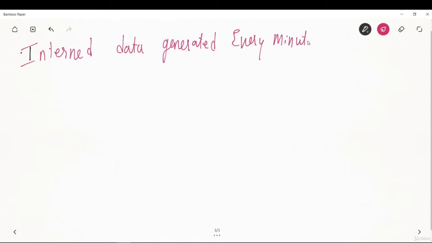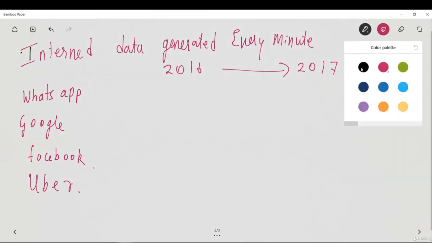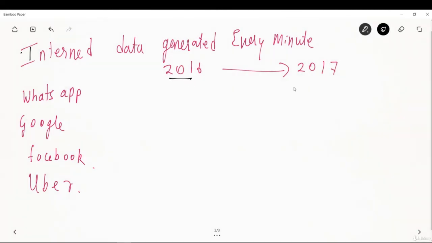Let us compare the data that is generated in the last 2 years, and let us try to understand how the data has increased from 2016 to 2017. Let us take examples of a few commonly known things that we use almost all the time or most of the time in a day: WhatsApp, Google, Facebook, Uber to take cabs. Let us take these commonly used platforms and see how much data they were generating in the year 2016 and 2017.